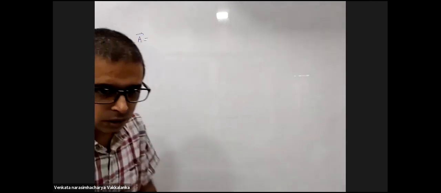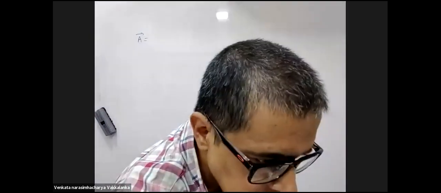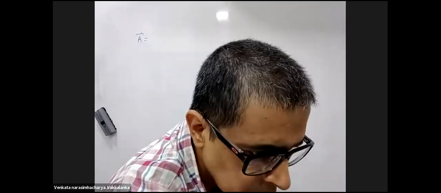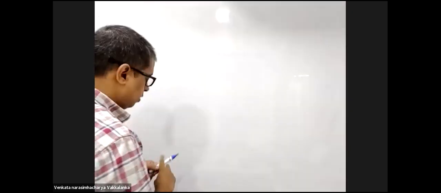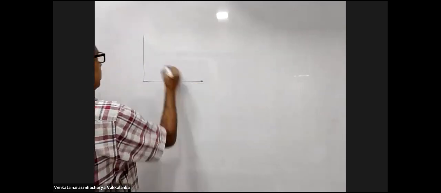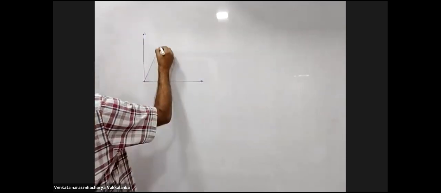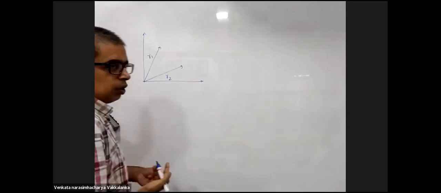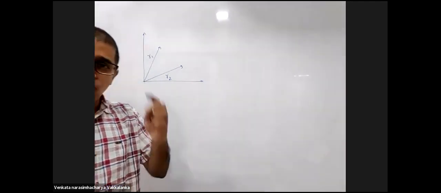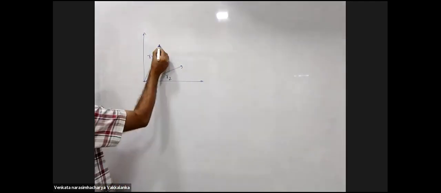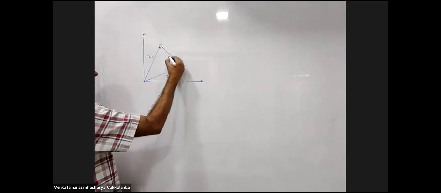A vector A, or I'll put it this way. Oh, wait, let me introduce the advantage of using position vectors. Suppose this is R1 and this is R2. Your initial position is at R1. Your final position is at R2. You moved the particle from here till here.